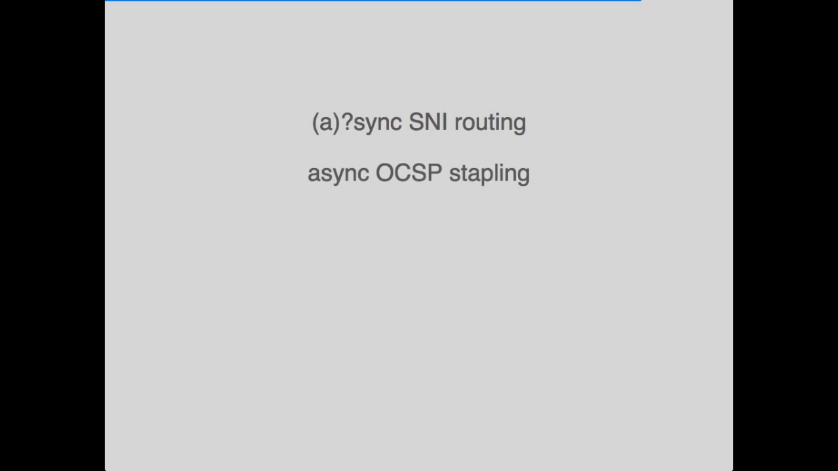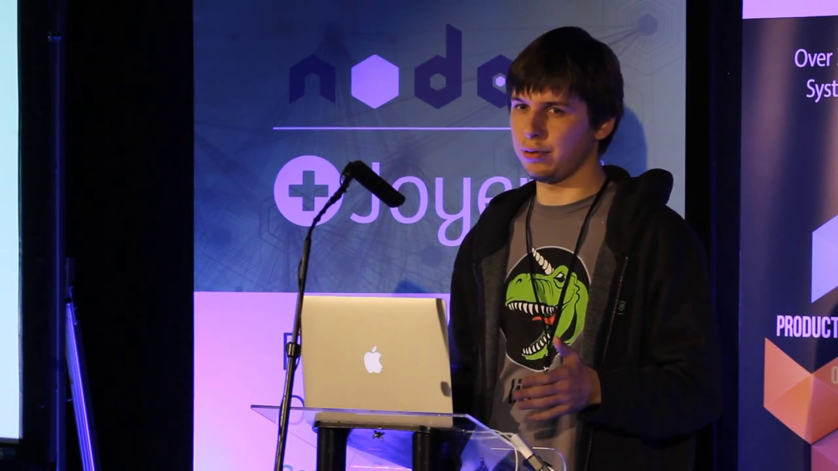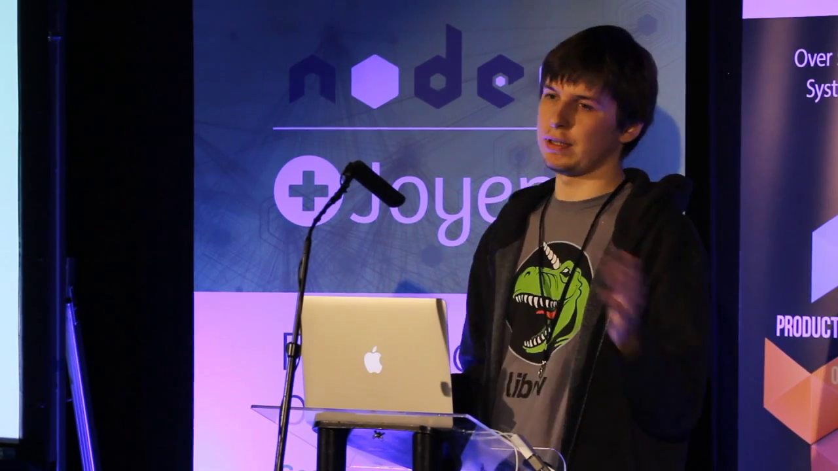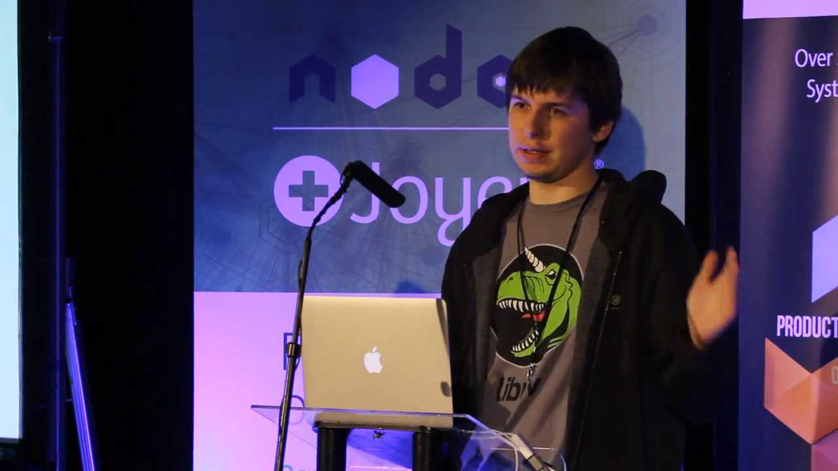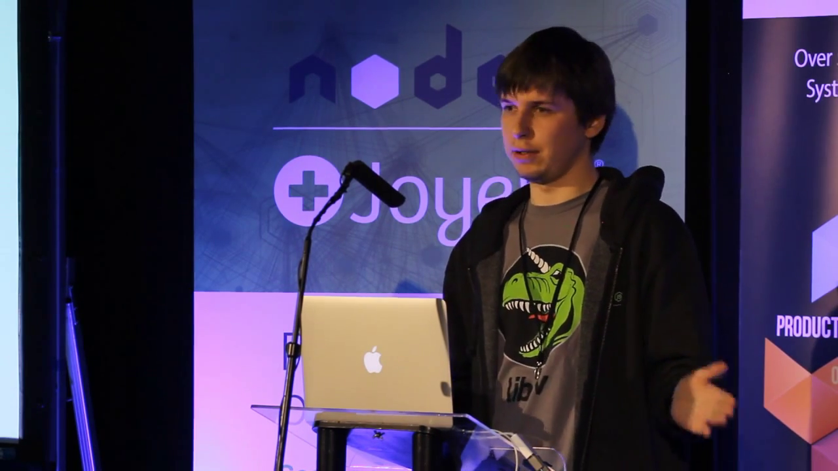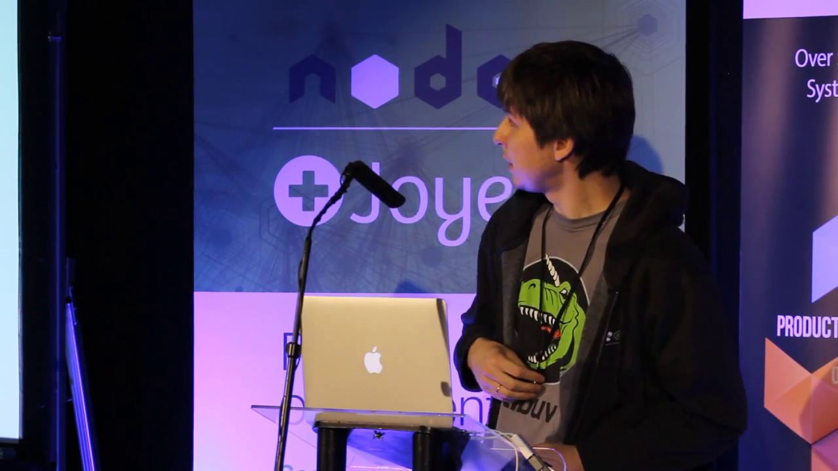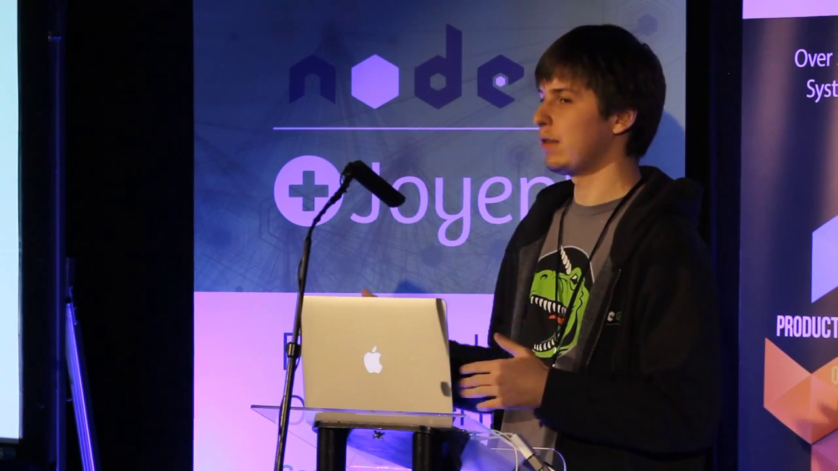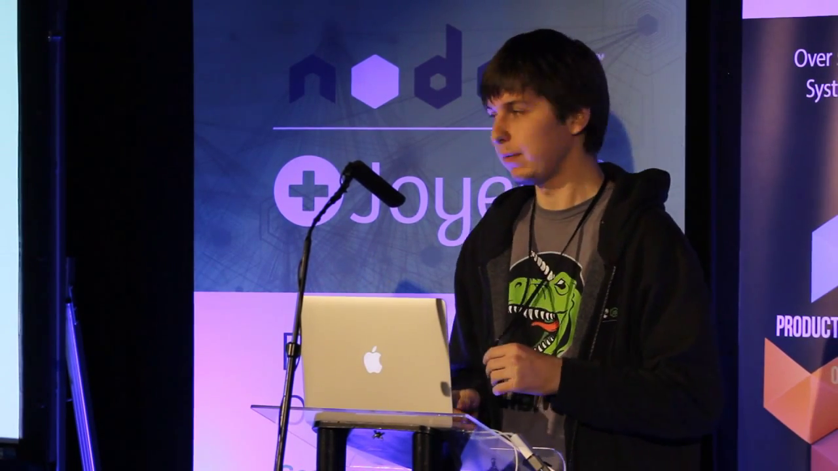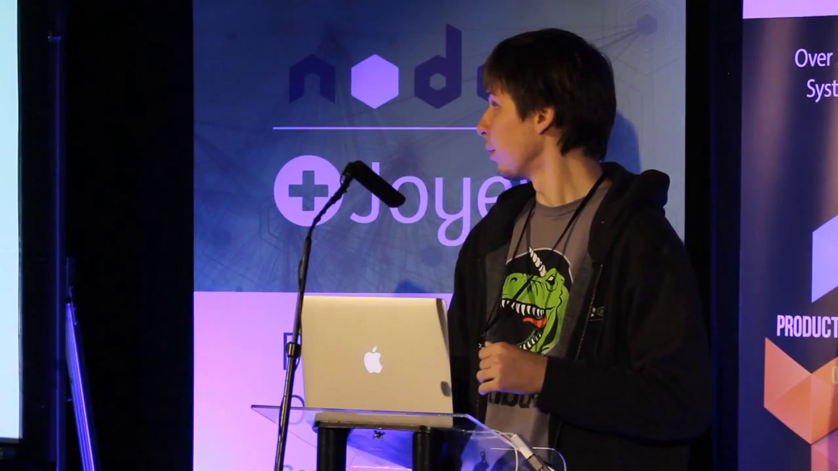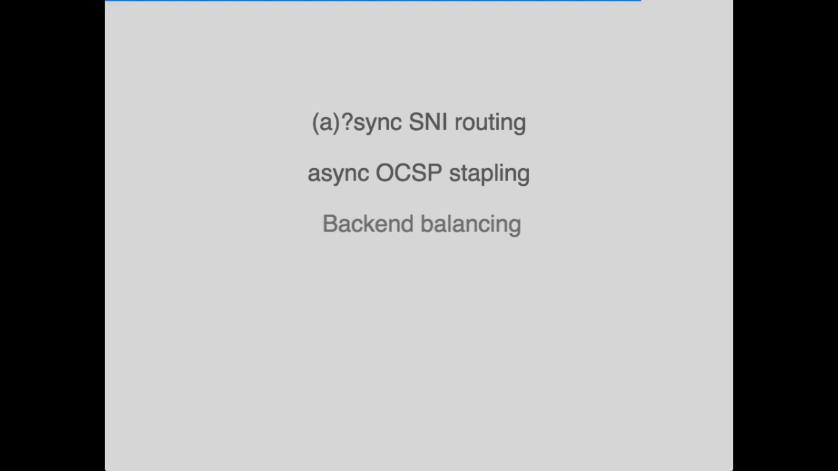Also, it does support async OCSP stapling. It's a really good thing, and it has become much more important since Heartbleed, because lots of certificates are being revoked right now, and the only way for browsers to check is to actually request the certificate authority and ask it, is this certificate still valid? But with OCSP stapling, the server can automatically provide this response from a CA, and thus it will be much faster and simpler for clients.